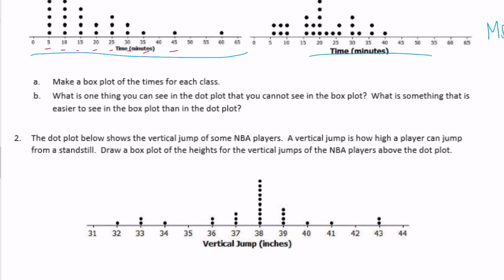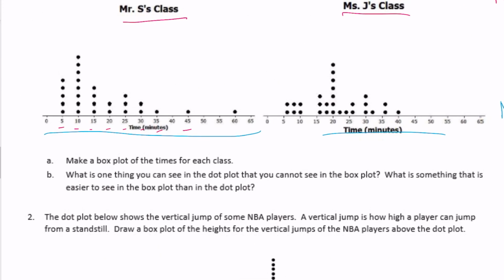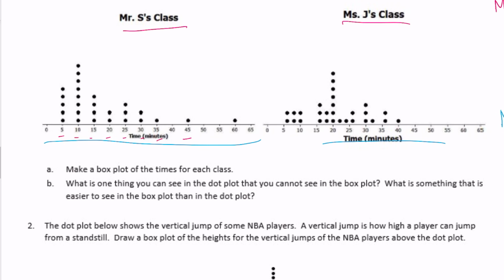So now it says, what is one thing you can see in the dot plot that you cannot see in the box plot? What's something that is easier to see in the box plot than in the dot plot? So the dot plot, what you can see is every single individual time, right? We see that there were 5 people who had 5 minutes and 8 people with 10 minutes, and in Miss J's class, 1 person with 40 minutes and 3 people with 16 minutes.